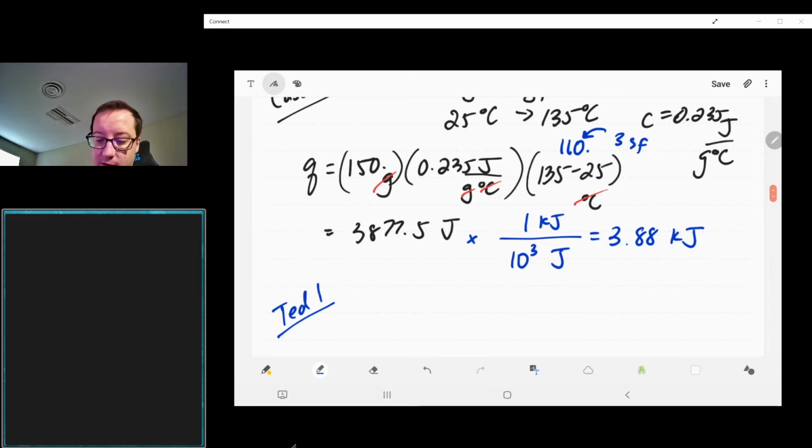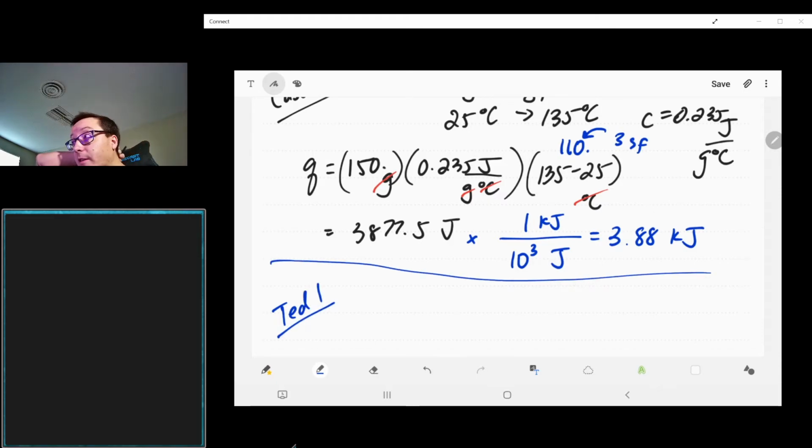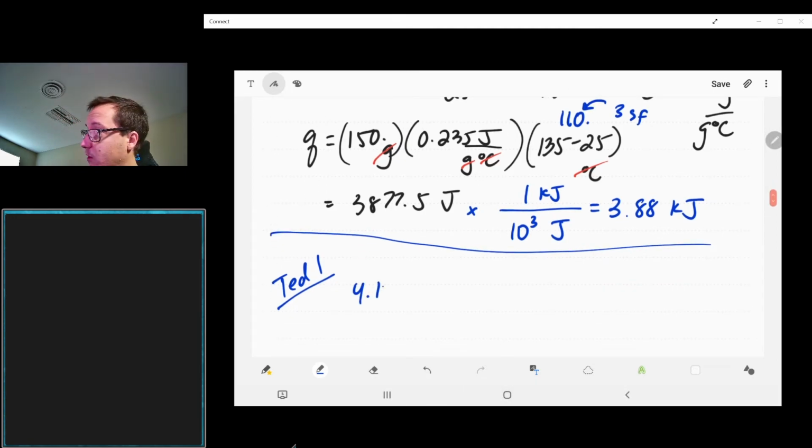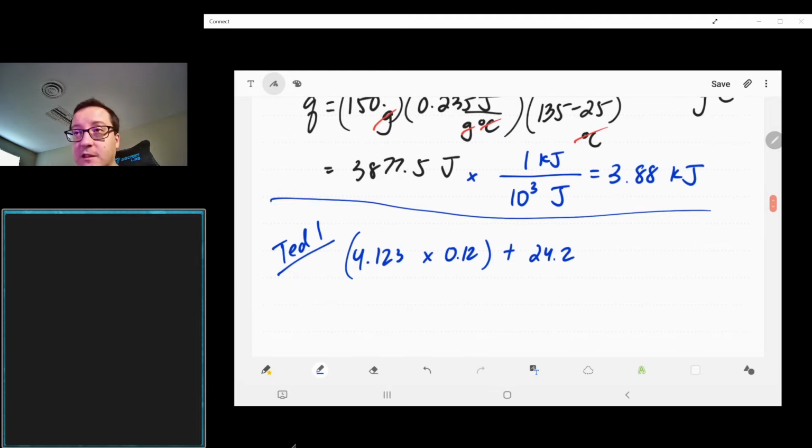If we look at the next one, this is from Ted. And apparently we're again using dark blue. Why not? Okay, we have 4.123 times 0.12 plus 24.2. All right, so first things first, we got to do the parentheses component. Let's go ahead and do that math real quick. 4.123 times 0.12. Doing that, we get 0.49476.